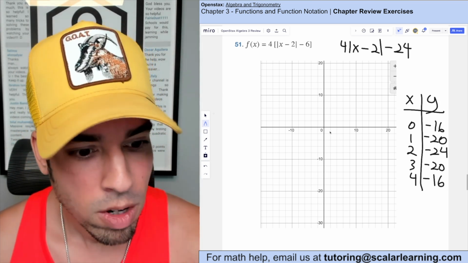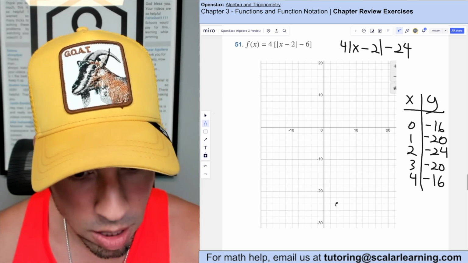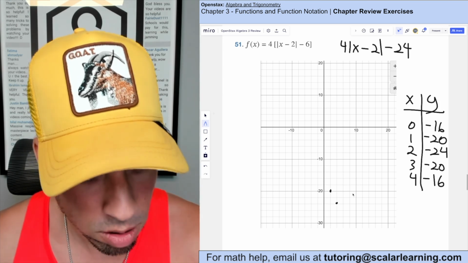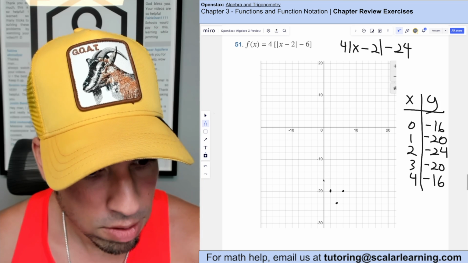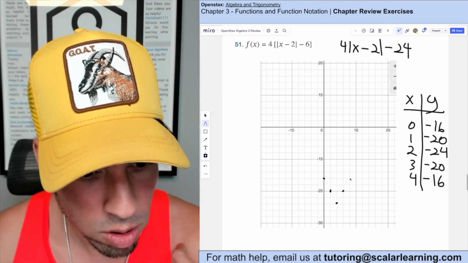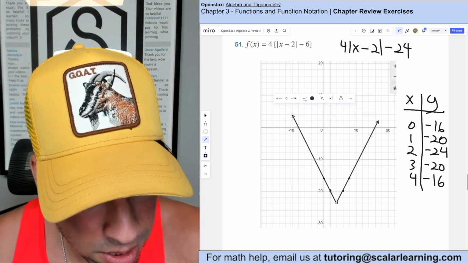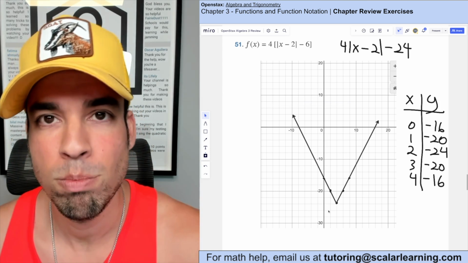Let's plot them out. So we got 2, -24, which is occurring right here. We've got 1, -20, as well as 3, -20. And then we've got 0, -16, and 4, -16, like so. Now, as we connect the dots, we get that classic V shape that we're used to with absolute value functions. There it is. Boom, done.